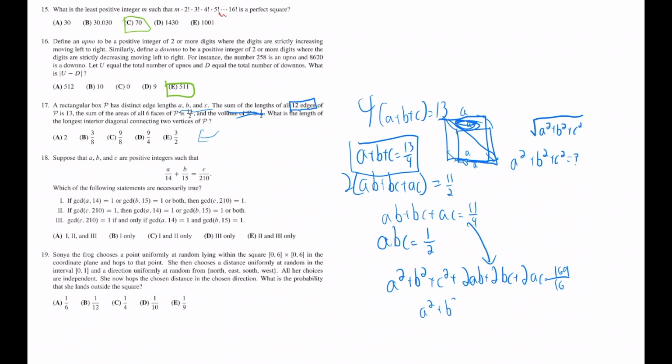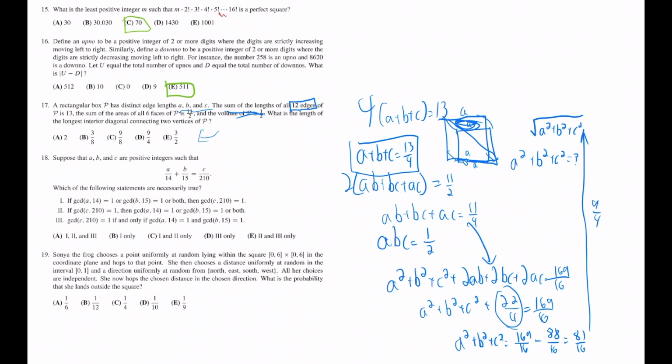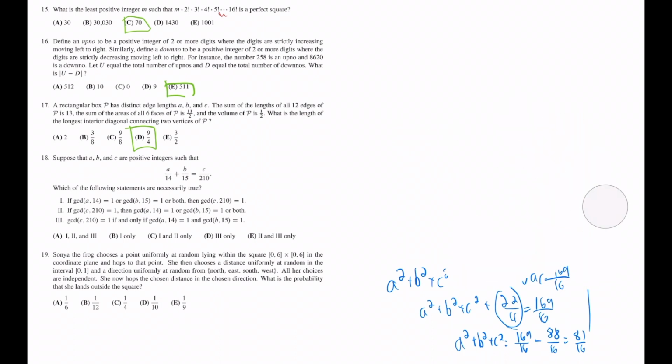We'll get A squared plus B squared plus C squared plus 22 over 4 is equal to 169 over 16. Let's subtract this. So A squared plus B squared plus C squared is equal to 169 over 16 minus, now let's make this a common denominator, 88 over 16. That's 81 over 16. And the square root of 81 over 16? Well, that's 9/4, which is D. And just change the color to make it consistent. It's green. Okay, so that was problem 17. A pretty easy problem compared to 16 and 15, if you ask me.